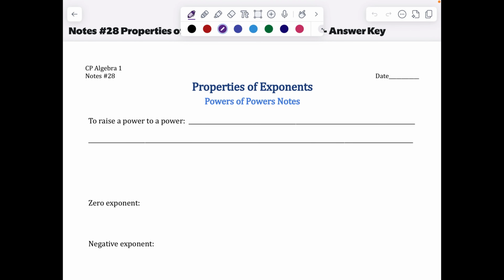So we're working on property of exponents. This time we're talking about raising a power to a power. So when we're doing that, we want to multiply our exponents. And evaluate the coefficients. Because you're also raising your coefficients to that power.